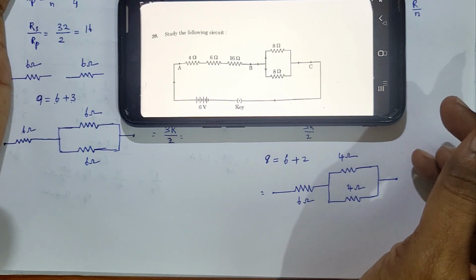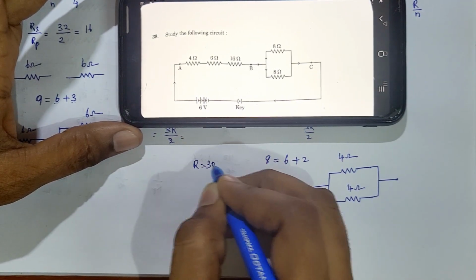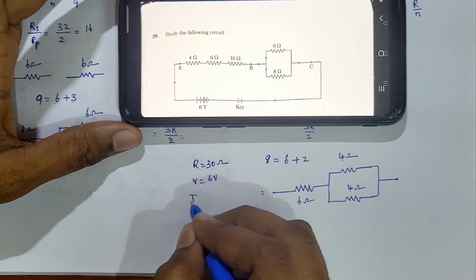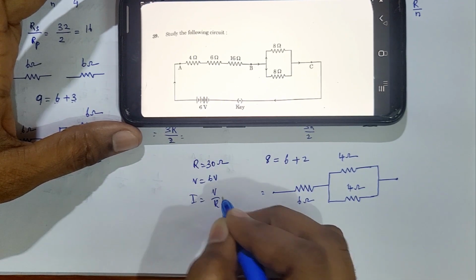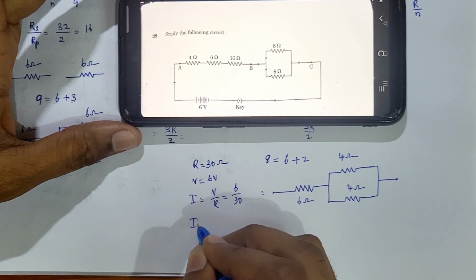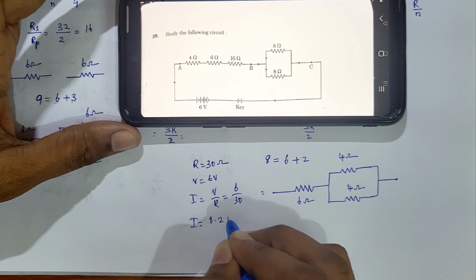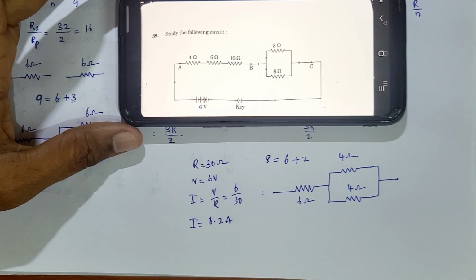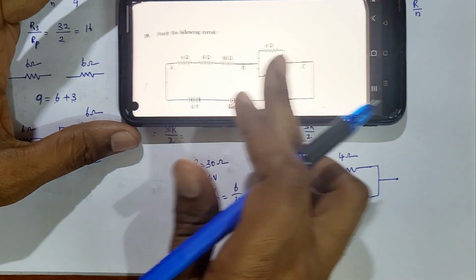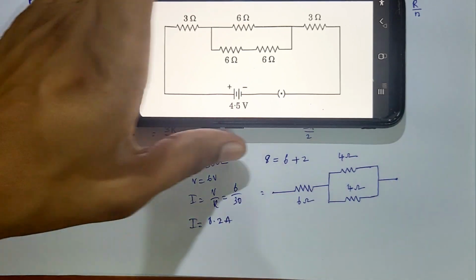And if they ask you to find current, R is equal to 30 ohms, V is equal to 6 volts, then I is equal to V divided by R. V is 6 divided by R is 30. 1 by 5. 6 ones are 6, 5 fives are 30. Correct? 1 by 5 is 0.2 amperes. I hope the answer is clear. Go to next question. Now let us look at this question.